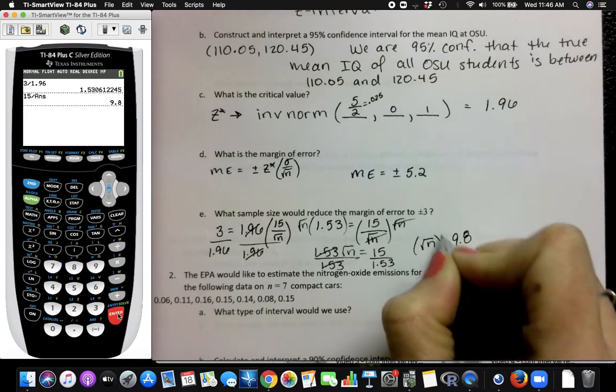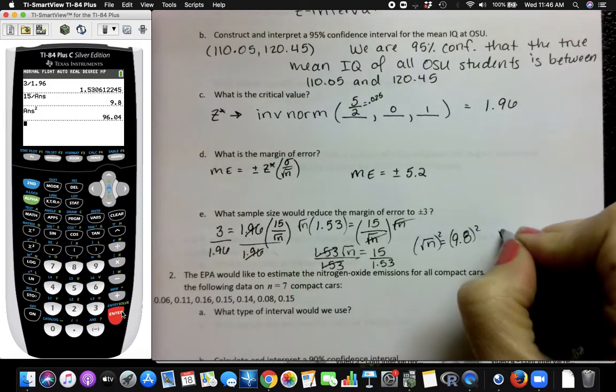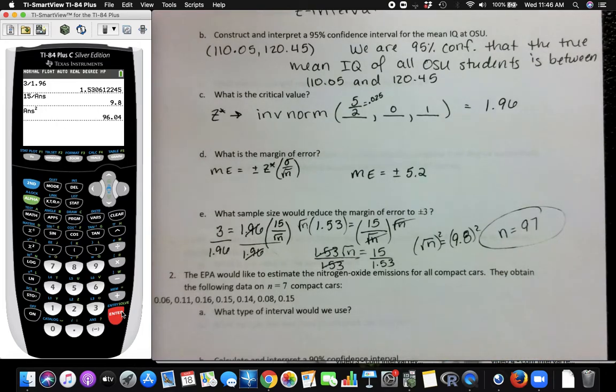And to get rid of the square root, I have to square both sides. So I'm just going to hit square to square my answer. And we can't have a partial person, so we always round up. So we need to have about 97 people to reduce the margin of error.